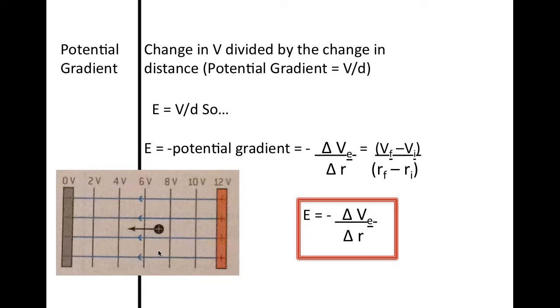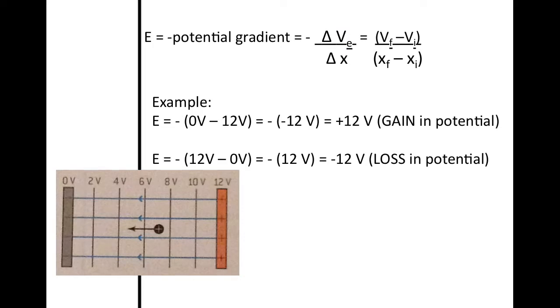So looking at this diagram on the left, we can see the vector going from positive to negative, which is from right to left. If the test charge moves from the negative end over here towards the positive end, the charge would experience a gain in potential. For example, if we moved the test charge from 12 volts to 0 volts, the change in potential would be 0 volts minus 12 volts, and remember we carry this little negative out here, and that would give us a positive 12 volt gain in potential. This tells us that the motion is in the direction of the field.